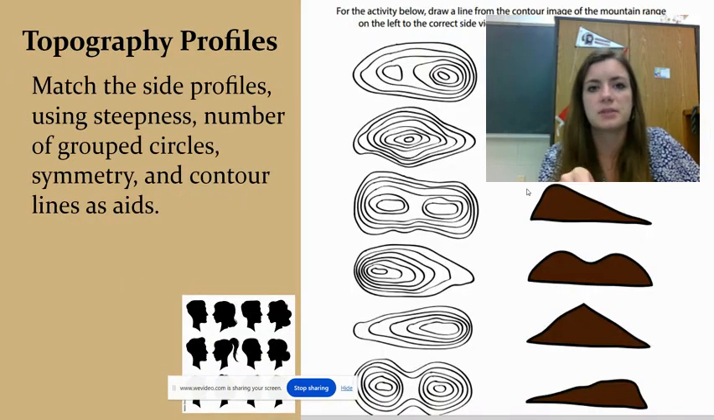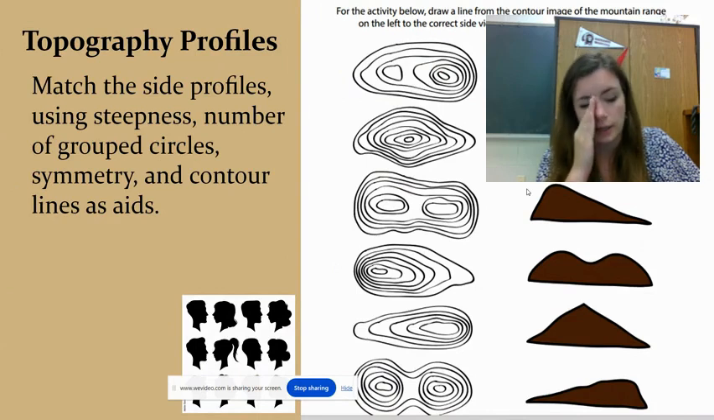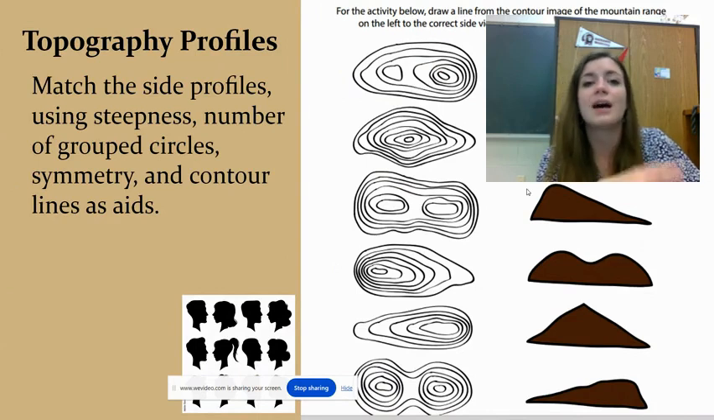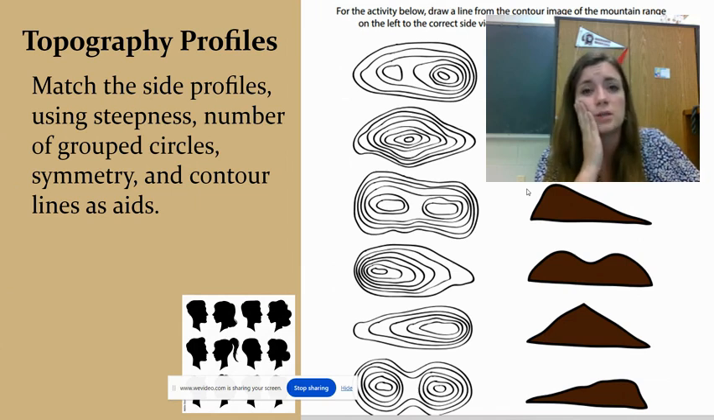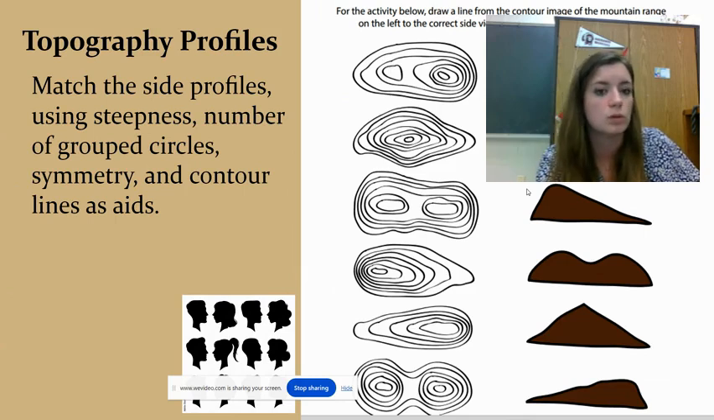By the way, you do have something like this in your packet. So after you've watched this video, if you've gotten this far, and you've done the practice, I will check it to make sure that you fully understand the topographic things, and whatever you're missing, we will work on.